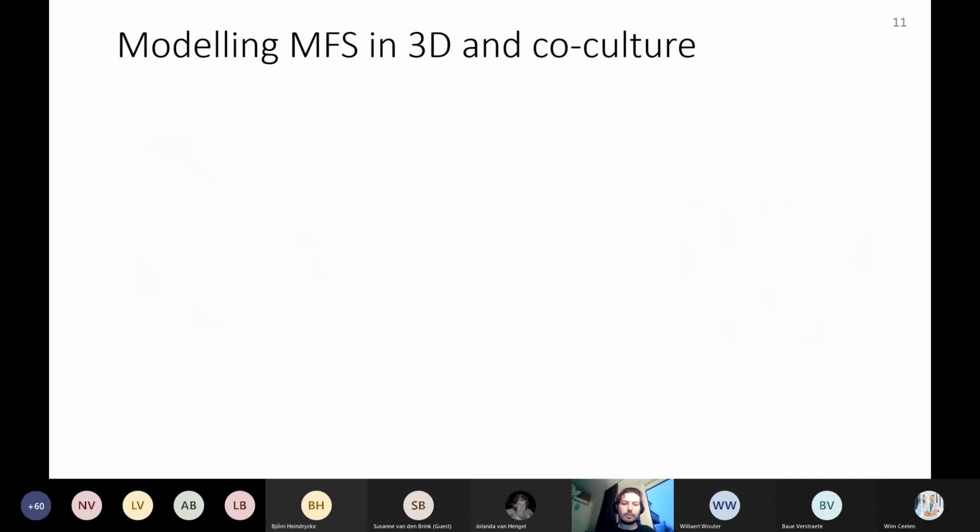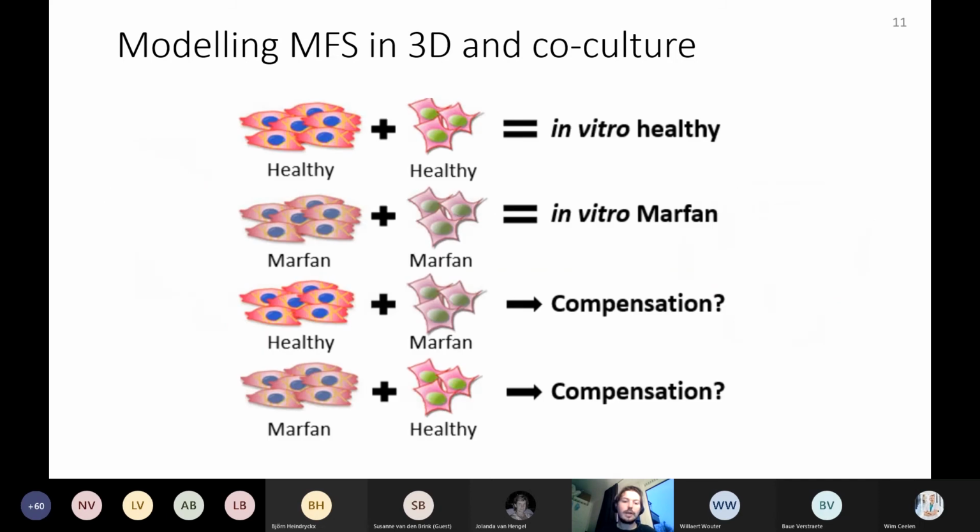The advantage of doing in vitro research is, of course, that we can combine different cell types of different origins to see what their contribution is to the phenotype. What we are now conducting in the coming months is that we combine, for instance, healthy cardiomyocytes with cardiac fibroblasts from Marfan, and the other way around, to see if there's any compensation in their phenotype. If so, then we can pinpoint more what the mechanism is behind the phenotypes.